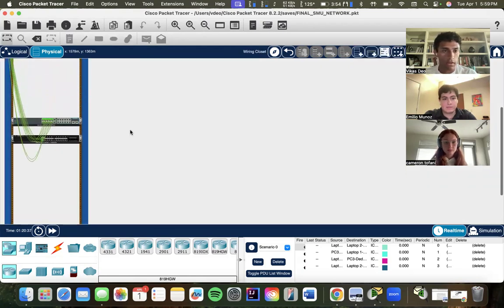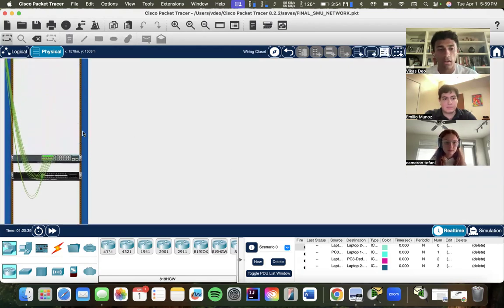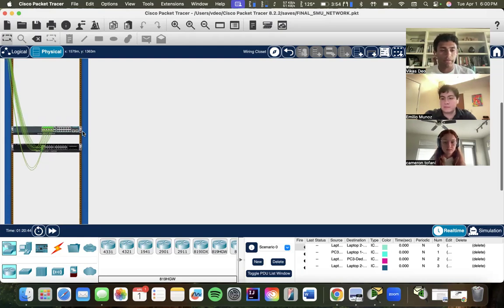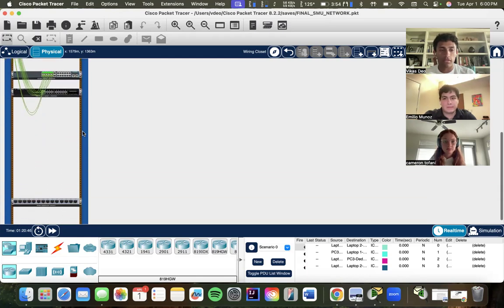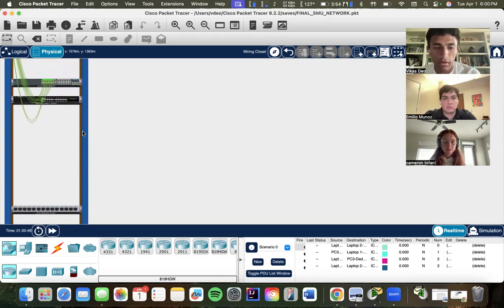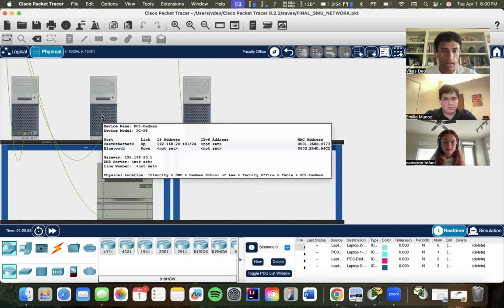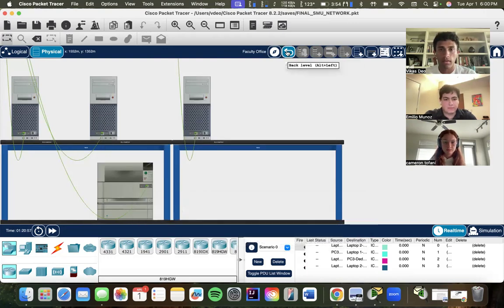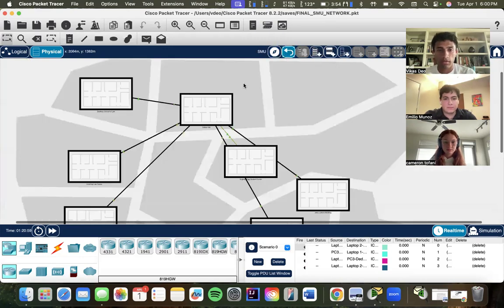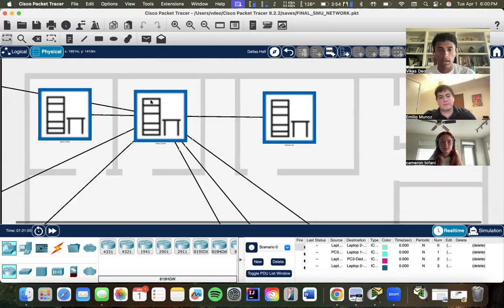I'll go through a few examples, like the wiring closet. In the wiring closet, we put all the switches and routers, and for our main building, Dallas Hall, we also put the servers and firewall in there. You can see the faculty office has different things like PCs and printers, and it's set up with the respective VLAN. If it's a faculty PC, it's in the faculty area inside of the building, and if it's a student in the student VLAN, then it's in the student lab, like in Dallas Hall, for example.